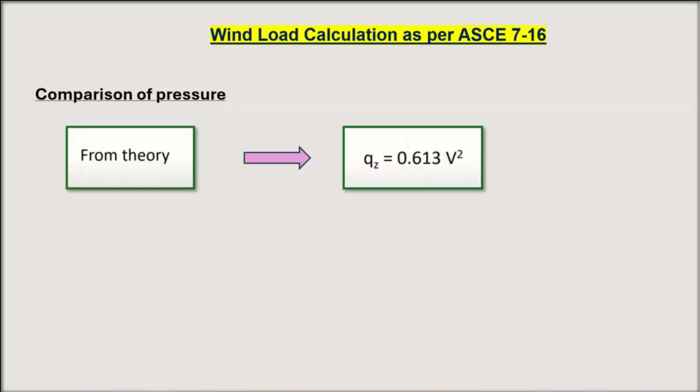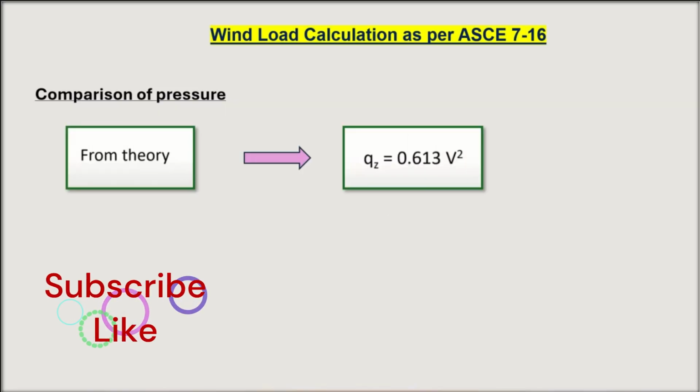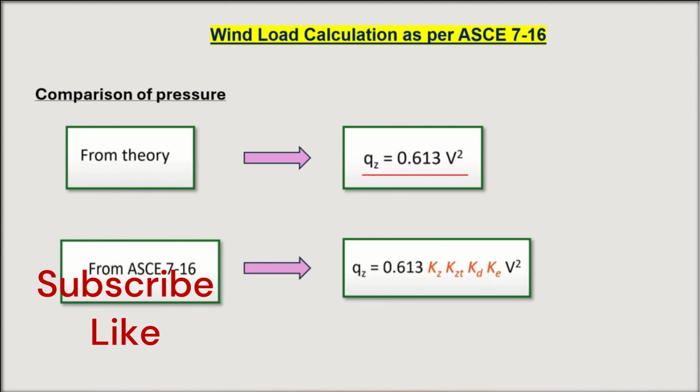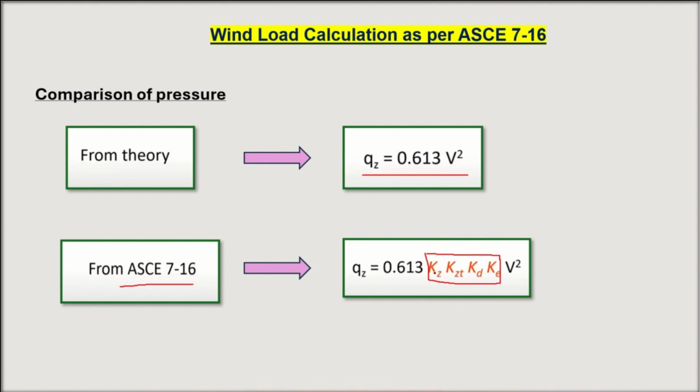So in the last lecture, we have seen how this formula came, that is Qz equal to 0.613 V square. If you compare this formula with the ASCE 7-16 formula, the code gives some factors. So today we will discuss these factors and how these factors affect our wind pressure. This Qz is nothing but wind pressure.